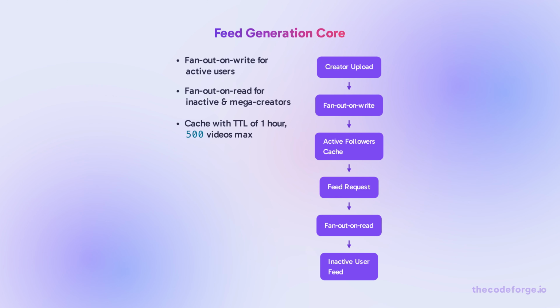The core problem: querying all videos for every request is too slow. The solution is a two-tier approach. For active users, when a creator uploads, we push the video to followers' caches, fan out on write. For inactive users, we compute the feed on demand, fan out on read. This saves storage and write amplification.